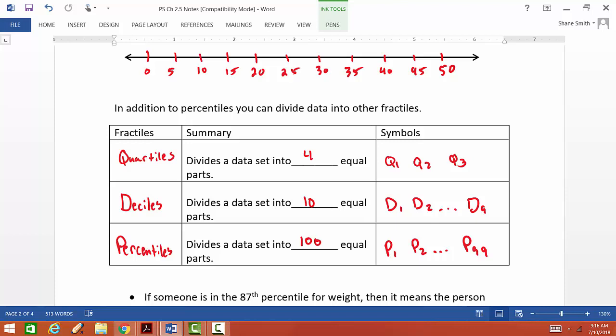So if you ever get your test scores back, like let's say you take the SAT or PSAT, it tells you what percentile you're in for that standardized test. And that standardized test will never put you in the 100th percentile because it doesn't exist.